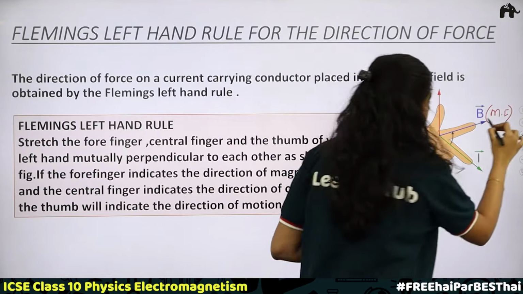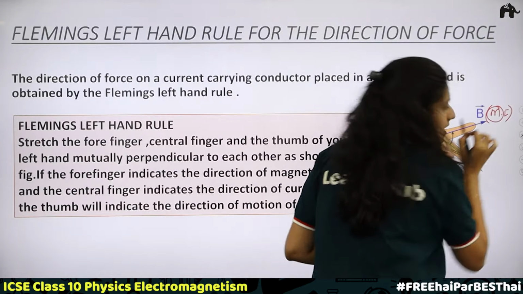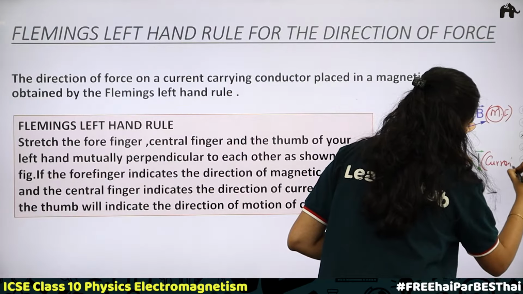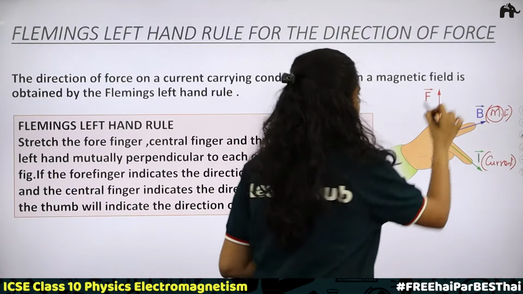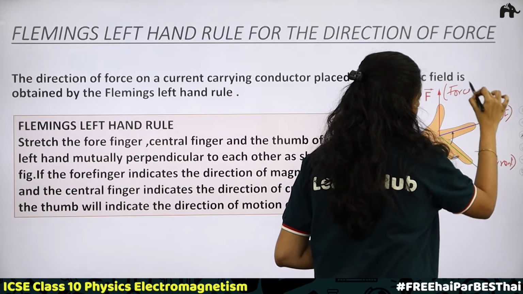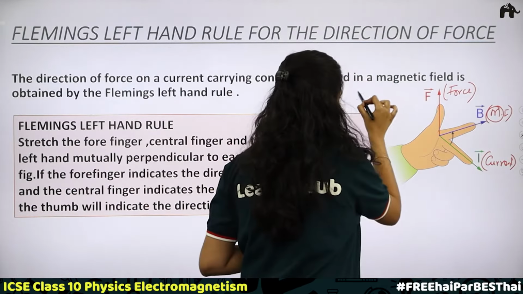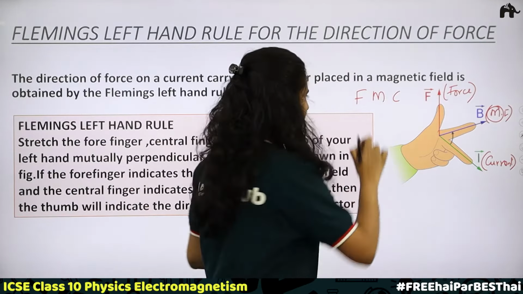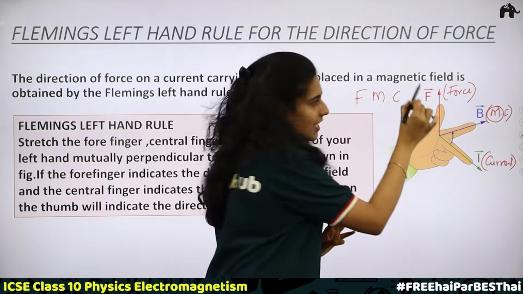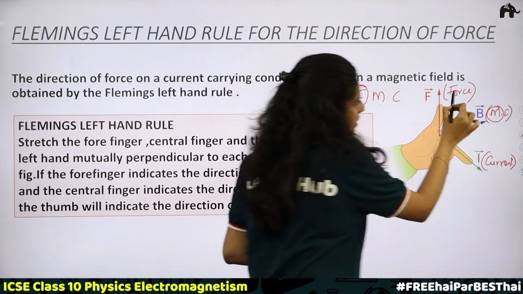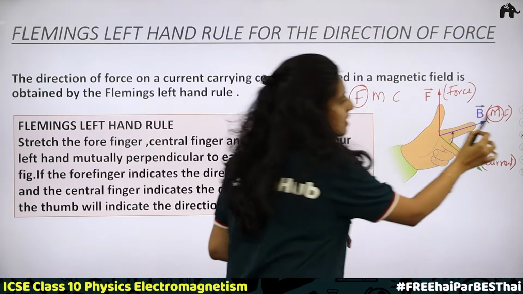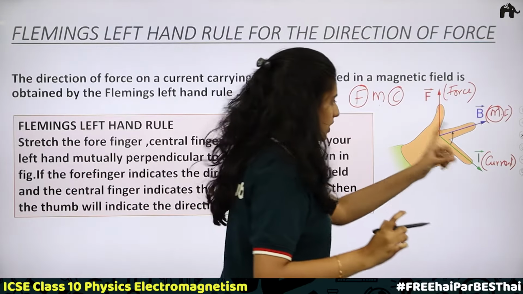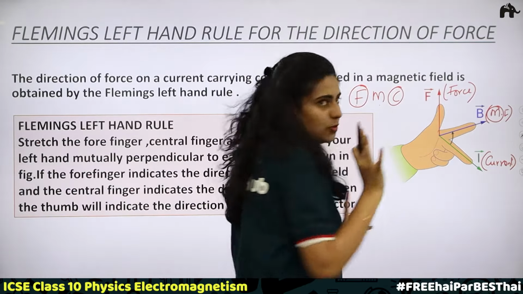Okay. Or just take this M. Here, current. Here, force. So just remember this code: father, mother, child. First father, then mother, then child. Father F, force. Mother M, magnetic field. And child C, current. Either you can remember like this, or I'll be teaching you one more code.